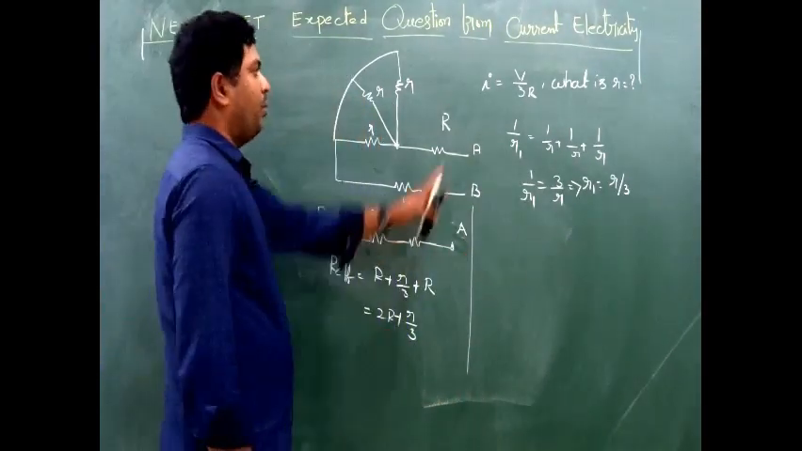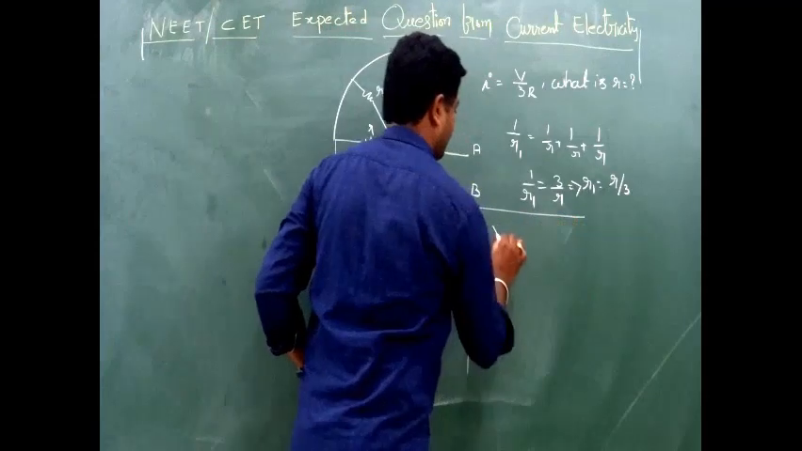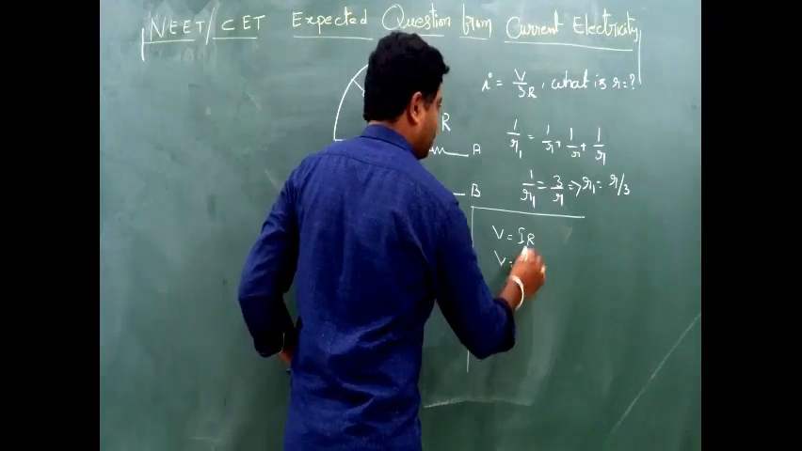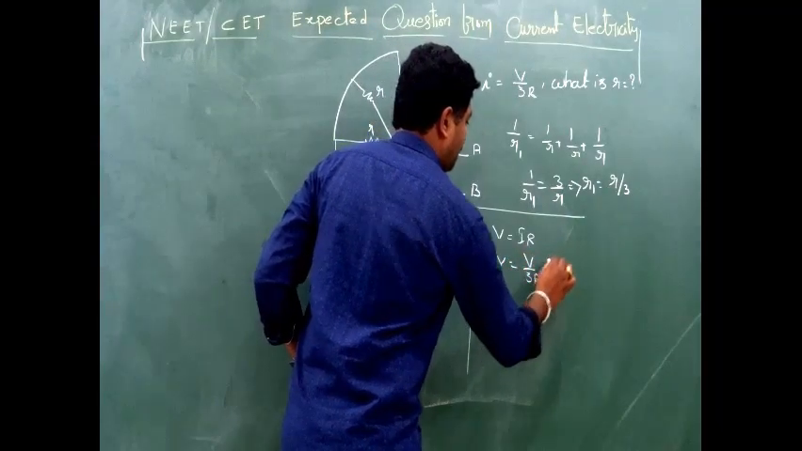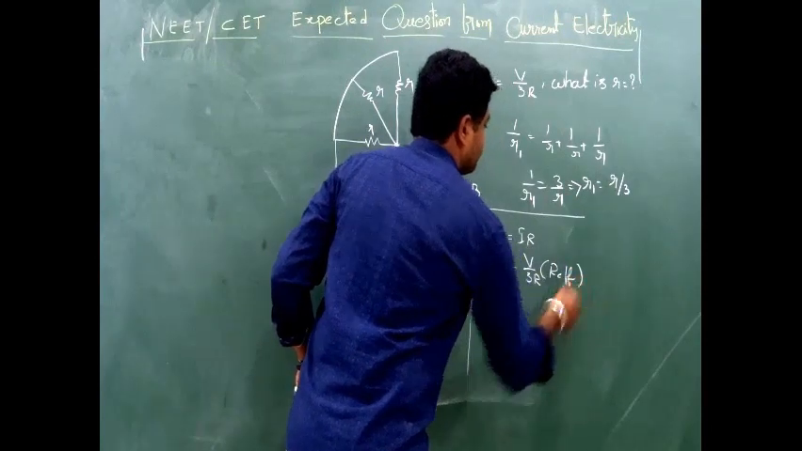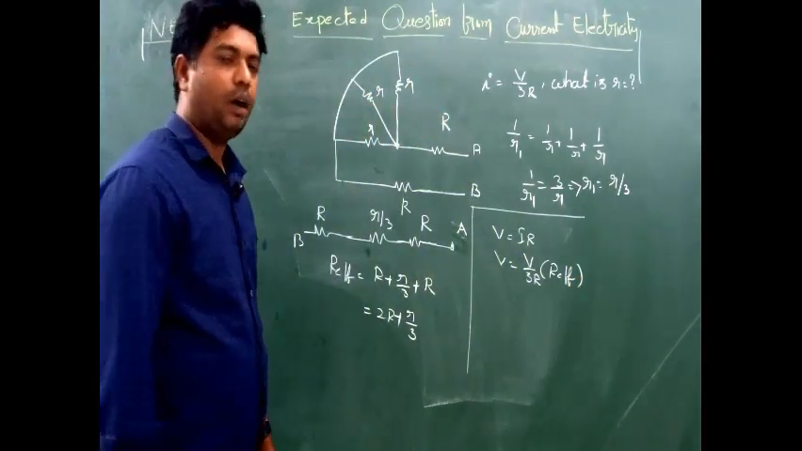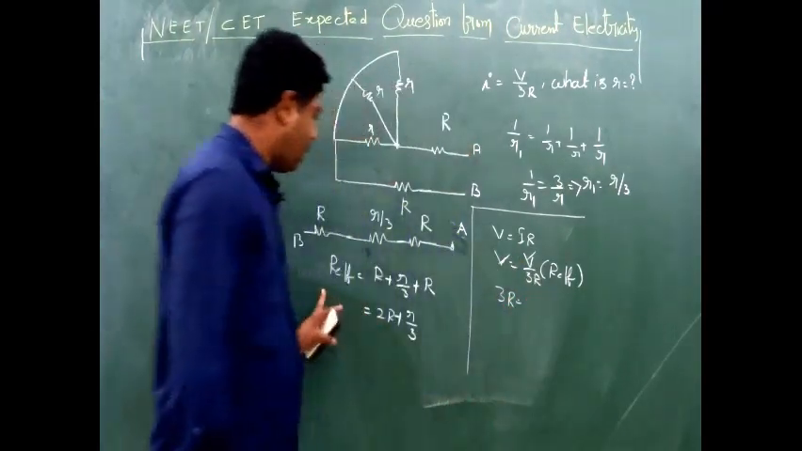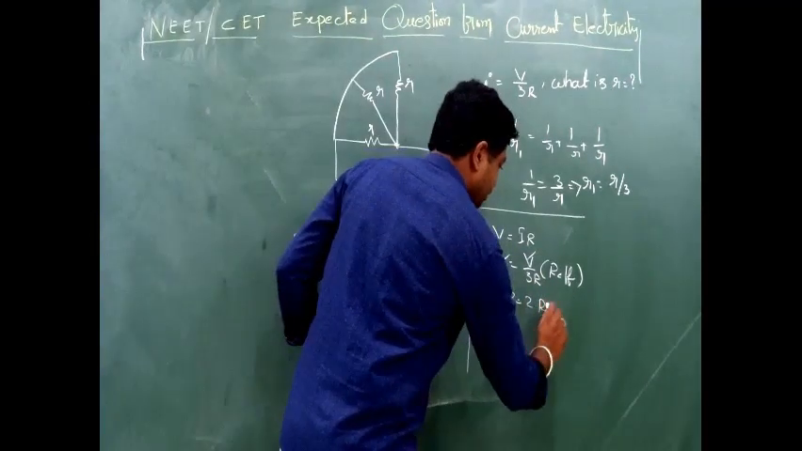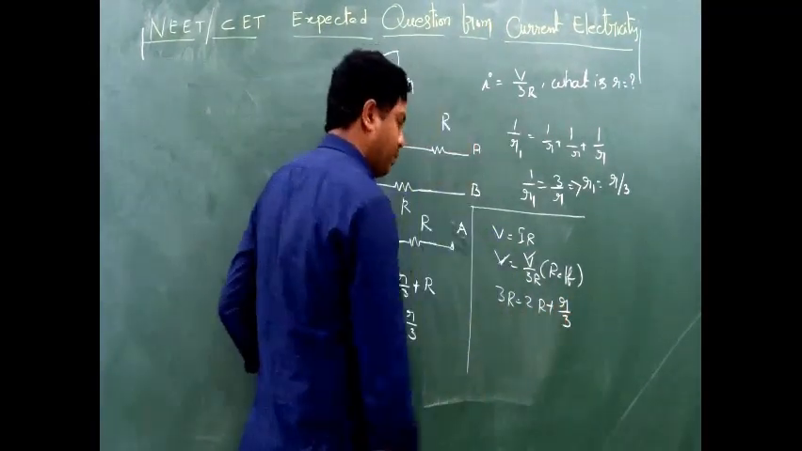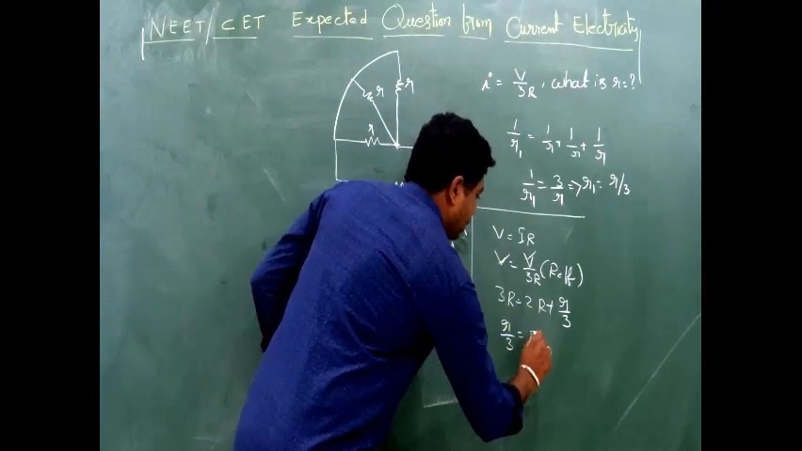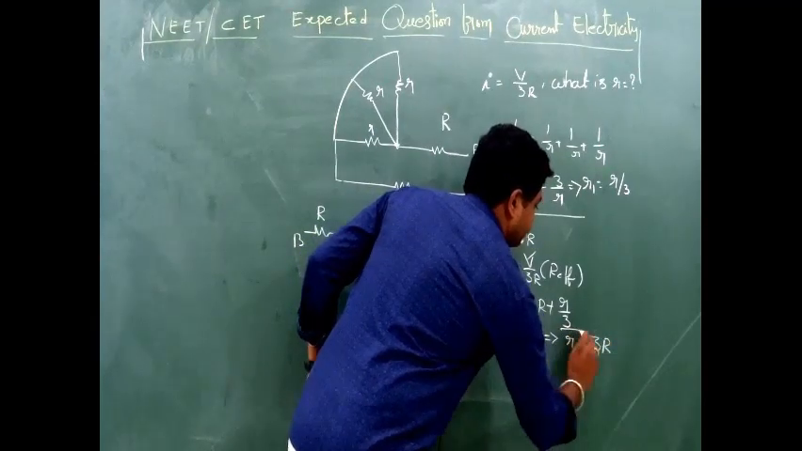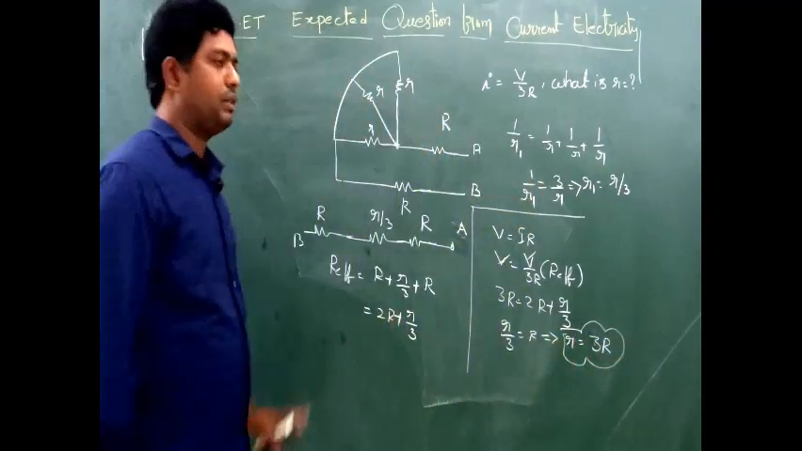From this, we know the current formula: V is equal to I into R. According to this problem, V is equal to V by 3R into R effective. V and V cancel, so 3R is equal to the R effective value, 2R plus R by 3. So from this, R by 3 is equal to R, which implies small r is equal to 3 into R. This is the simplest way.